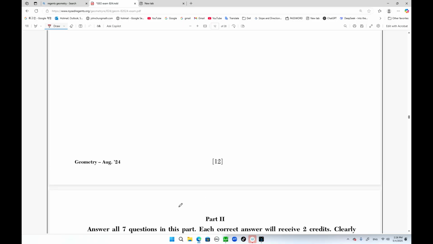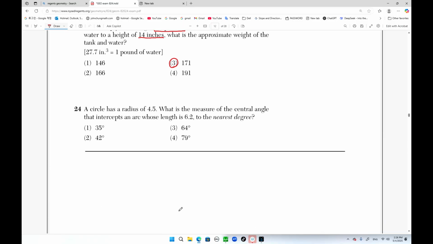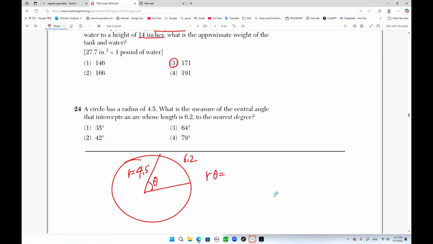Here is the number 24. Oh, that's the last question. A circle has radius 4.5. What is the measure of the central angle? Okay, this is the 4.5 radius. The central angle, you're going to find this one, right? Okay, arc length is 6.2. First, we can use r theta is the length of the arc, right? So 4.5 times angle theta, this is in radians, right? That is 6.2. So angle theta equals what? 6.2 divided by 4.5, right?